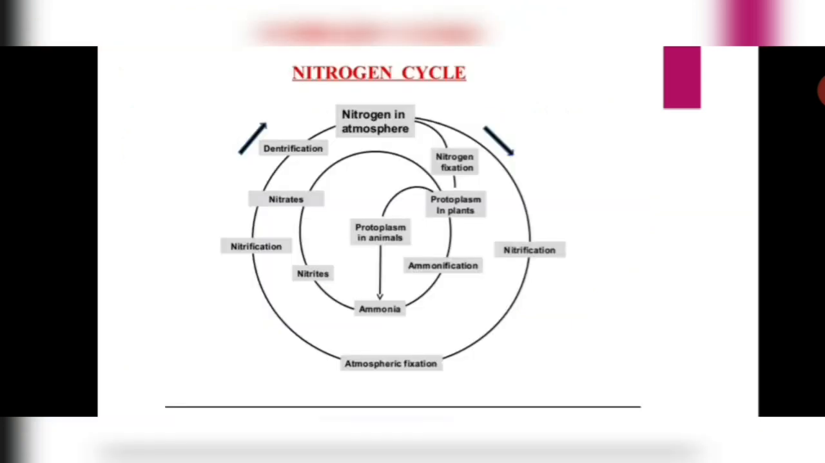The first process in the nitrogen cycle is nitrogen fixation. Nitrogen fixation can be done by atmospheric fixation, biological fixation or industrial fixation. Atmospheric fixation is done by the help of lightning. Biological fixation is done by various bacteria and microorganisms present in the soil. And industrial nitrogen fixation is done by the formation of nitrogenous fertilizers in factories.